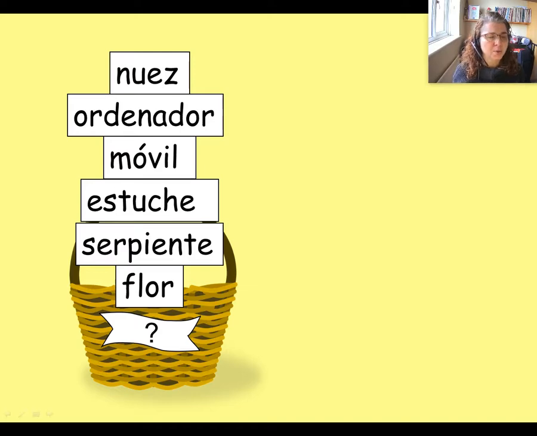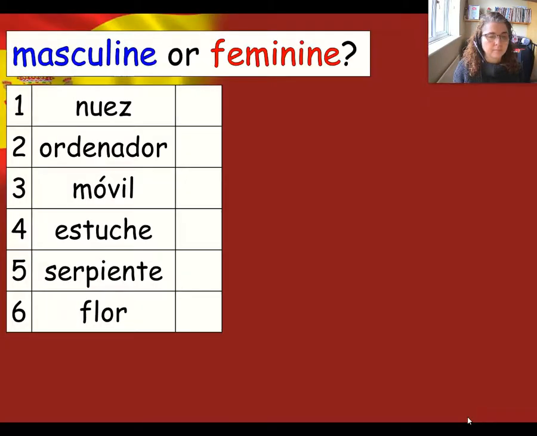So in our don't know basket, we've got 6 different words. There are 6 words that we can't tell when they're by themselves whether they are masculine or feminine. There's no o on the end, there's no a on the end, and there is no un or una in front of them this time either. So we've got to try something different to find out whether these words are masculine words or feminine words.